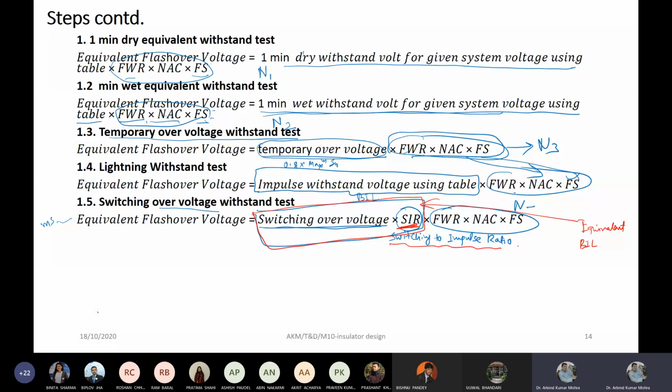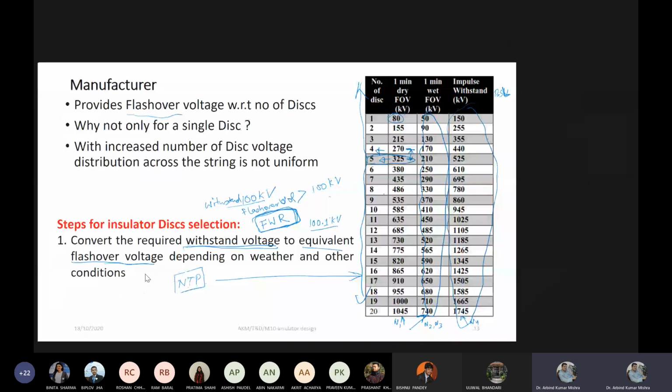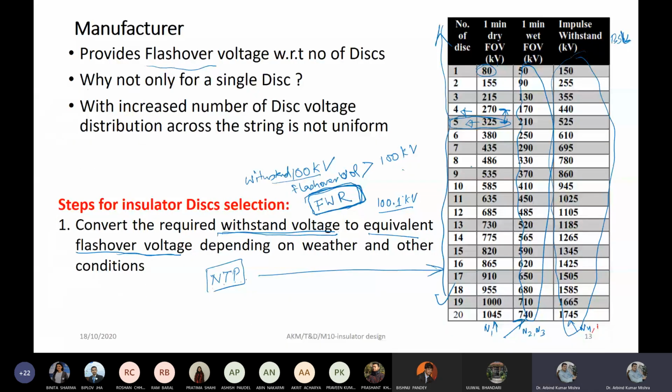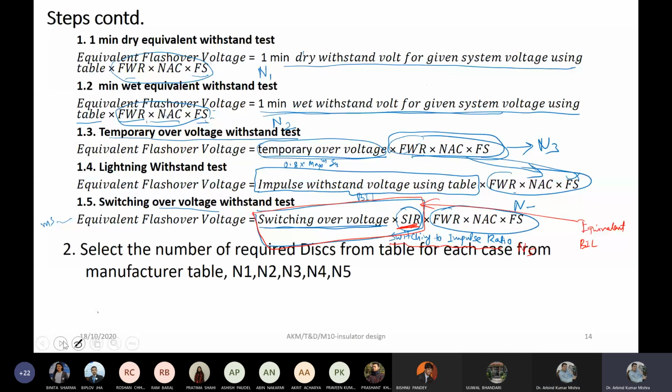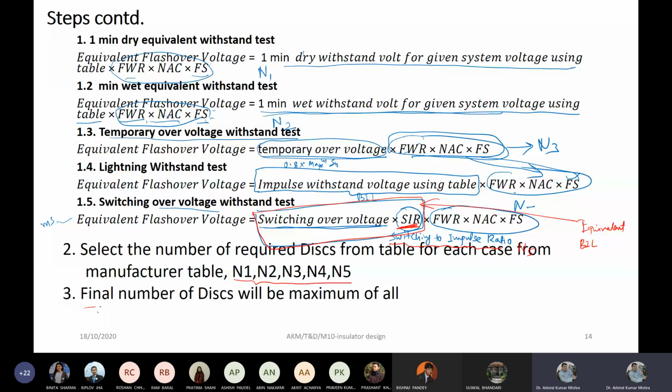And then if we say that this number is N5, now you can use the third column. This is for N5 as well. So this column is only for N1, this is N2, N3, and this is for N4, N5. So what will be our final number of disks? The maximum of N1, N2, N3, N4, N5 is the final number of disks to be selected.